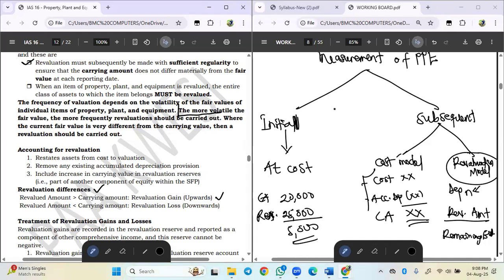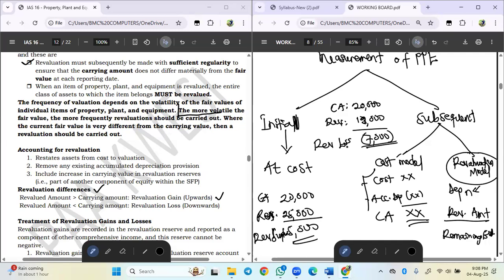Because if the asset is, say, in your books, carrying amount is 20,000, but the revaluation that they did, they revalued the asset to 13,000. If this happens, it means you've done revaluation what? They've incurred revaluation loss. Okay. Now, this revaluation surplus and loss, how do we treat it? How do you treat this revaluation surplus?